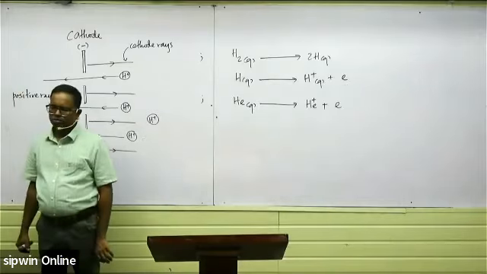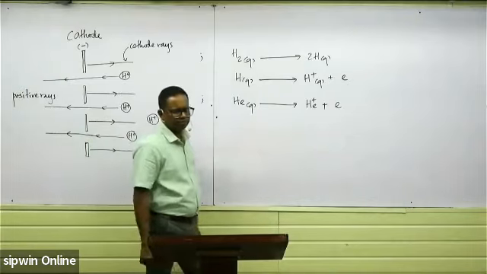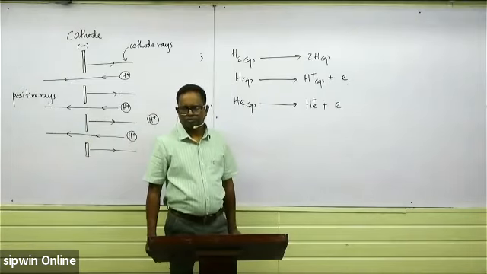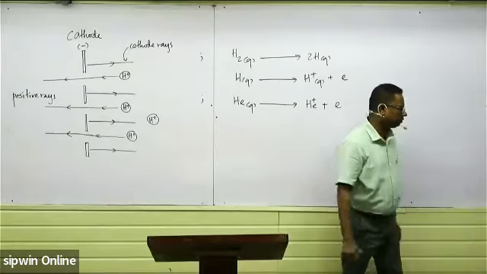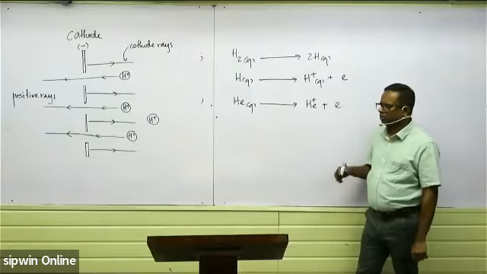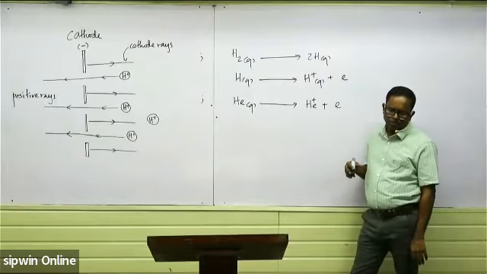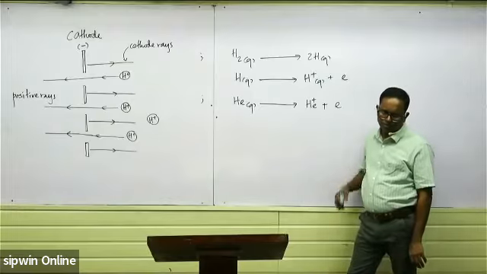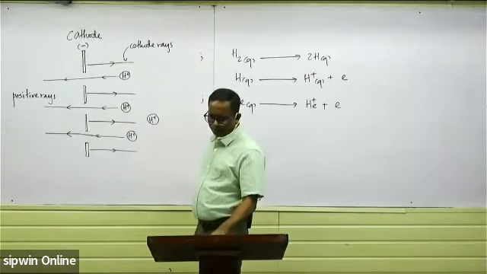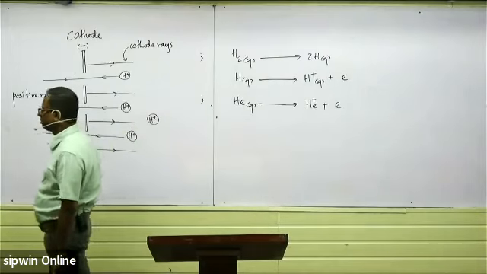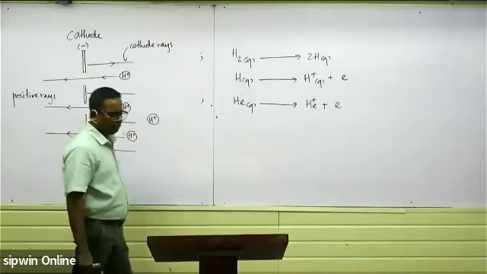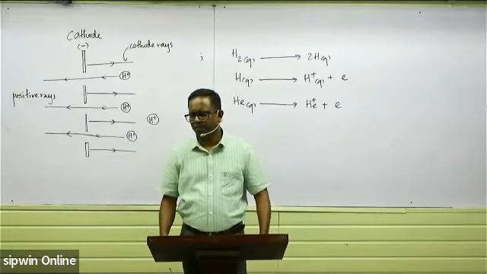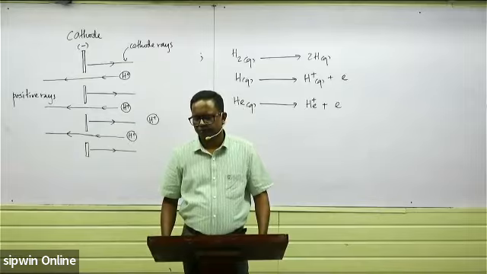Next line. As above, therefore positive ions are produced in the gas region in front of the cathode.